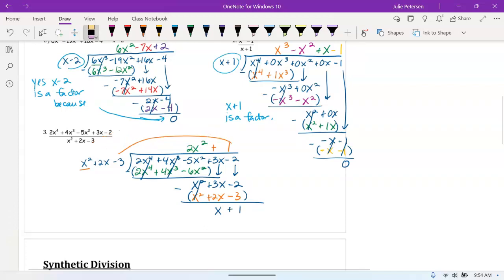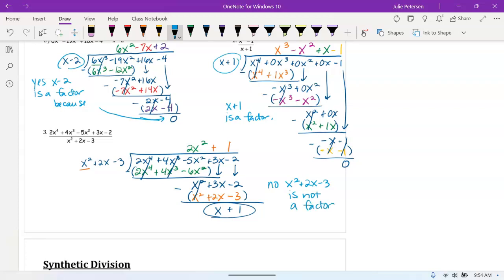So when I look at this, I go, okay, this x plus 1 is too small for me to divide into with the x squared anymore. So this divisor is now too large to divide in here. I've done everything I can. So when we look, we do have a remainder. This is our remainder. So we would say no, x squared plus 2x minus 3 is not a factor.